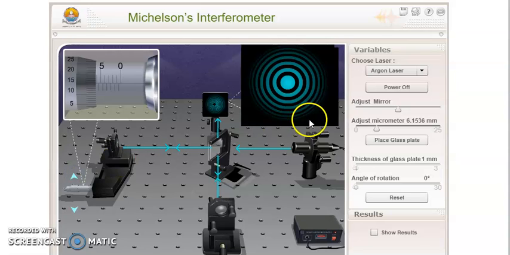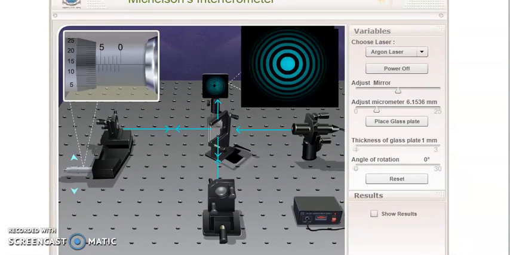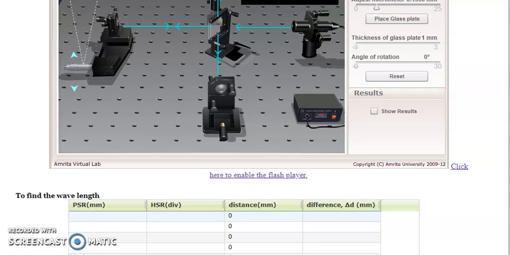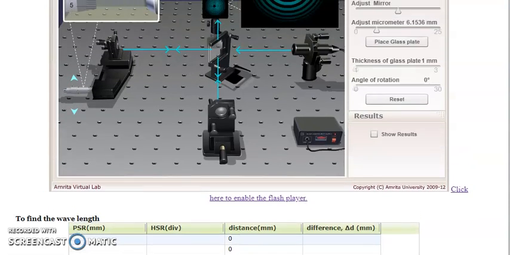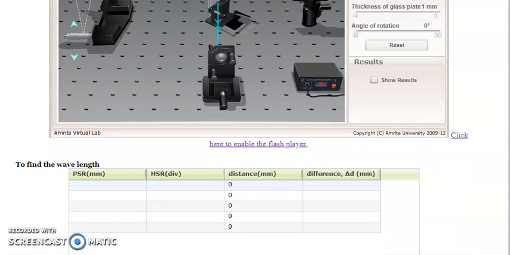Now the final micrometer reading is also noted. This difference in the micrometer reading gives the distance moved, d. Now if you select show result, the parameters are automatically substituted in the above discussed equation, and finally the wavelength of the laser source is obtained. Its wavelength is 488 nanometer.